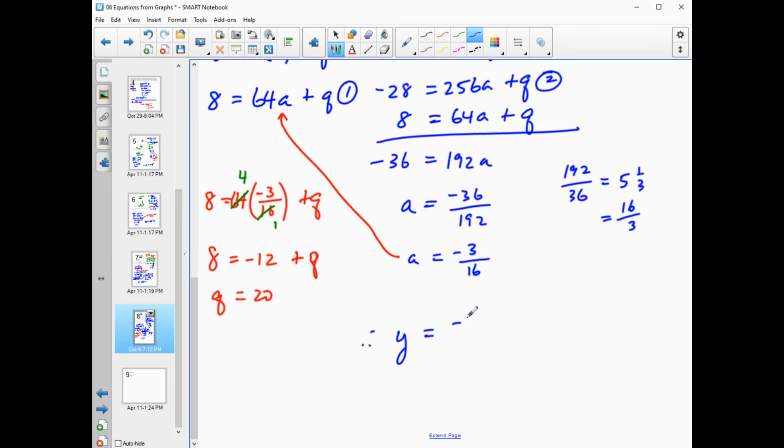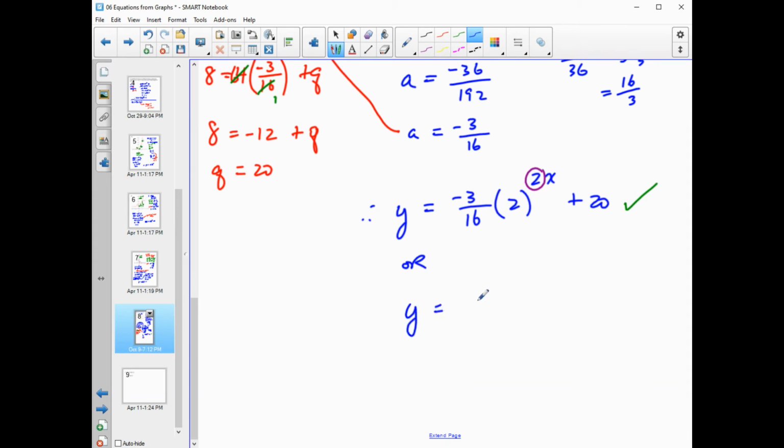y equals negative 3 over 16. That's my a value. We had a base of 2 with the exponent 2x and a q value of 20. And this is a perfectly good answer. If you can get this, that means you understand this whole procedure very well. But I can go one step further. If I want to express this in only vertical transformations, I can deal with that exponent 2 through a change of base.